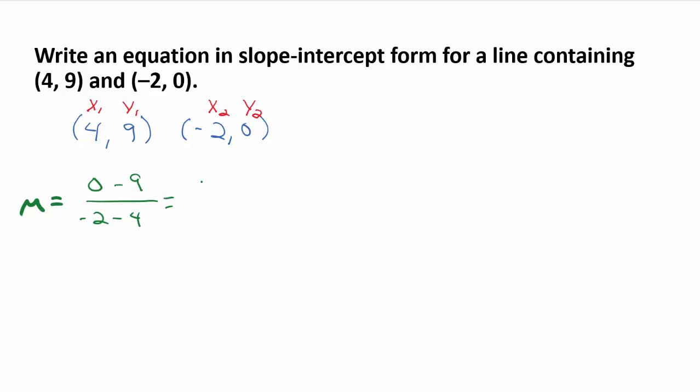over x2 minus x1, negative 2 minus 4. That'll be equal to 0 minus 9, which is negative 9, over negative 2 minus 4, which is negative 6. When you simplify that, a negative over a negative is a positive. You simplify 9 over 6, and our slope is going to be 3 over 2.